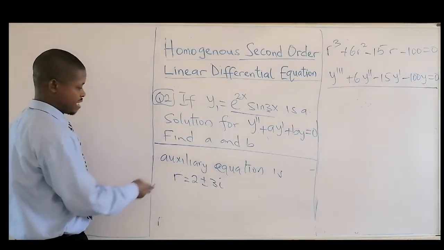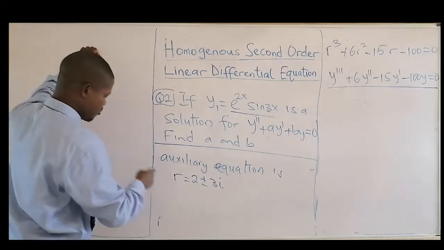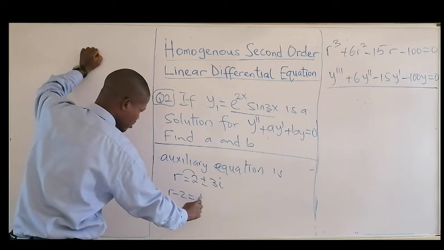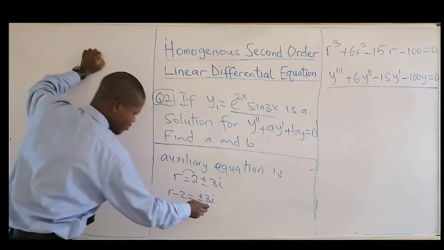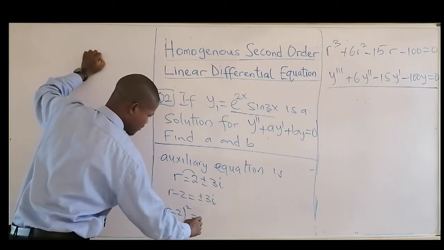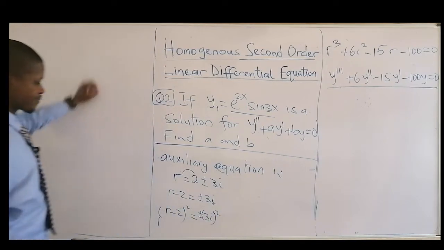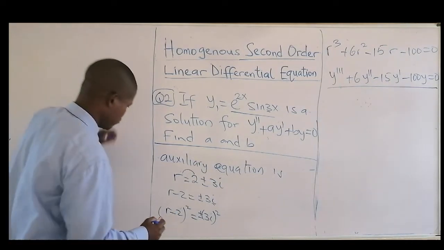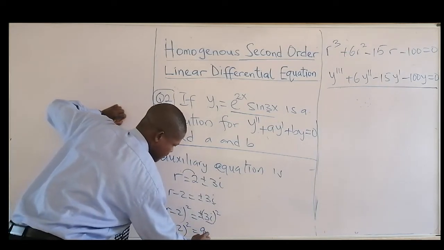This is just one of the solutions because it's just y1. In that case we can begin to solve this, so I can get the a and b. We move this to the other side, so r minus 2 equals plus or minus 3i. So how do you cancel this complex number? You can take the square of both sides, plus or minus 3i squared, so that will be (r - 2) squared equals 9i squared.